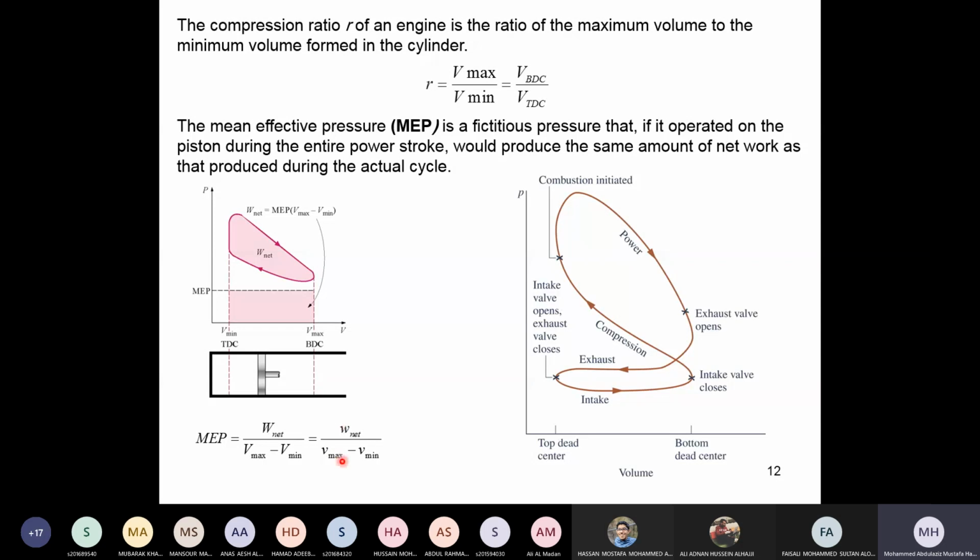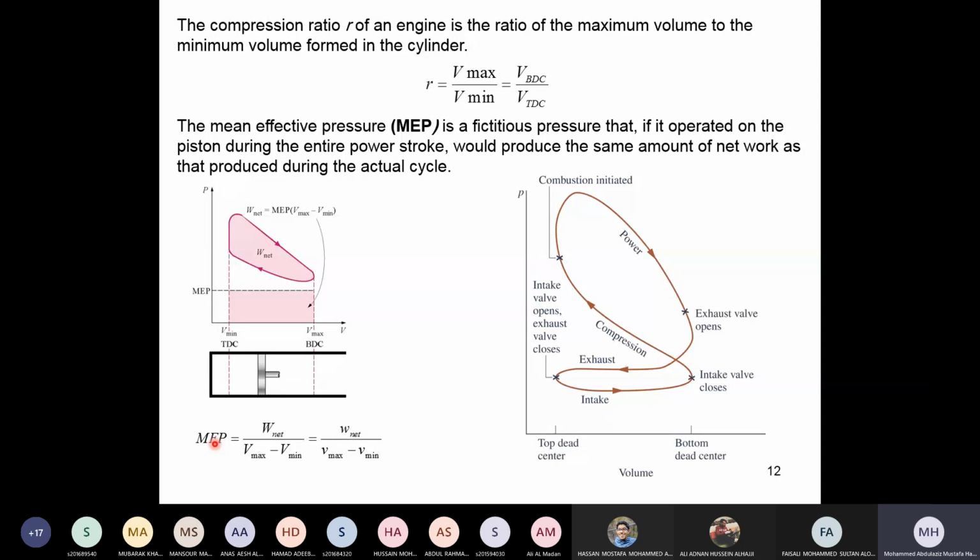So W net over the swept volume, which is V maximum minus V minimum, which is the clearance volume, will be called the mean effective pressure. And this is another parameter that we use to evaluate the car. For example, I ask you about 8-cylinder cars. Is it more powerful than 4-cylinder cars? Definitely you will tell me yes. It has more power than the 4-cylinder car.